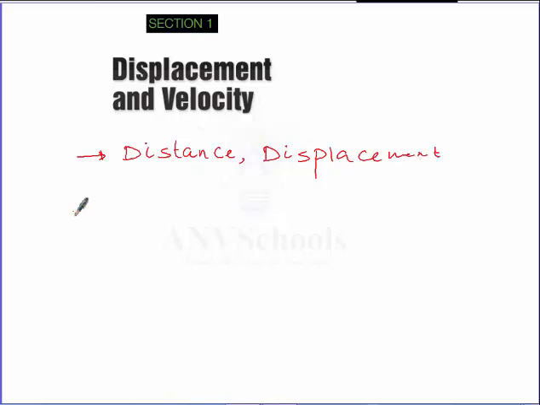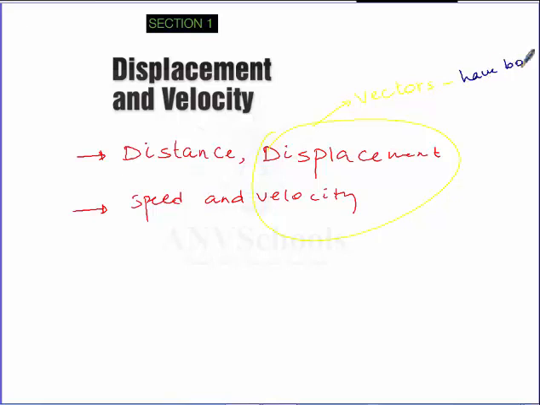And what is the relationship between speed and velocity? We know that displacement and velocity are vector physical quantities. By vectors, we mean that they have both magnitude and direction. Vectors are physical quantities which have both magnitude and direction.